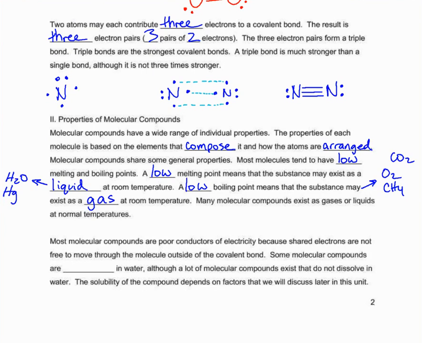Some molecular compounds are soluble in water, which means we can dissolve it in water and it stays dissolved. But there are a lot of molecular compounds that won't dissolve in water. You might mix it up in water, put it in a bottle and shake it up, and it will look like it dissolved. But then after a little while, they'll probably separate and you'll see two different layers. The solubility of compounds depends on some factors that we're going to discuss later in this unit.